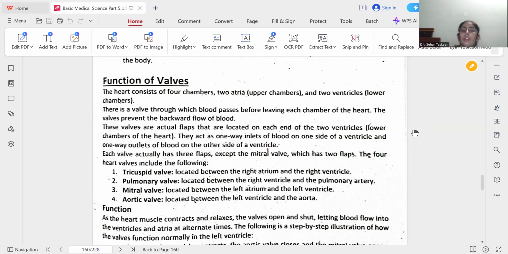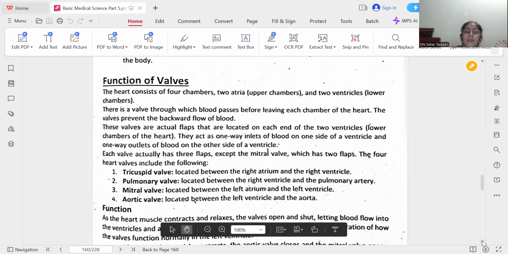The four heart valves include the tricuspid valve located between the right atrium and the right ventricle, the pulmonary valve located between the right ventricle and the pulmonary artery, the mitral valve located between the left atrium and the left ventricle, and the aortic valve located between the left ventricle and the aorta.